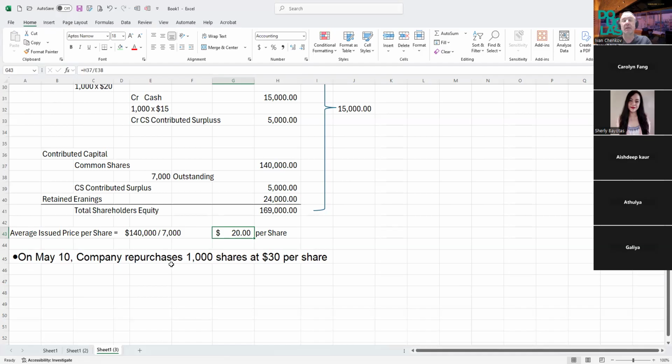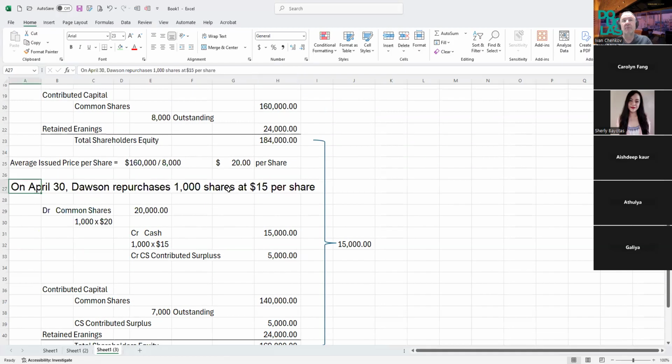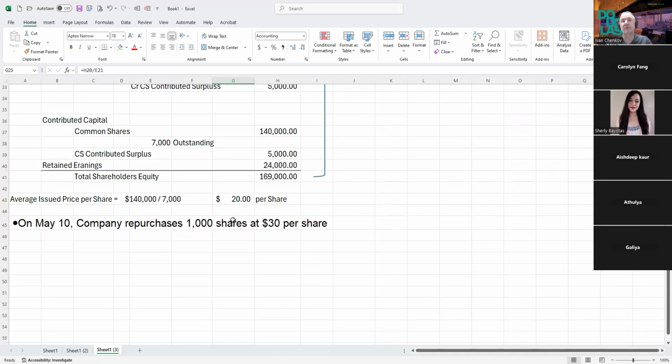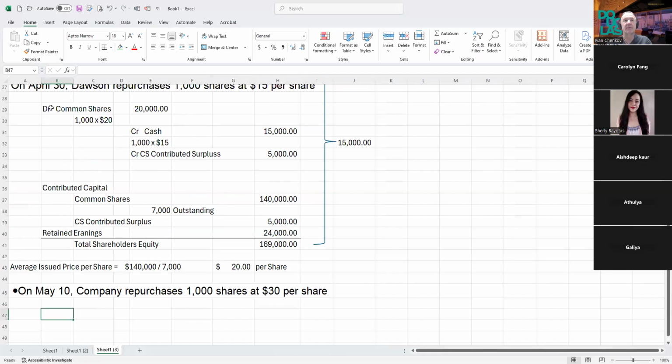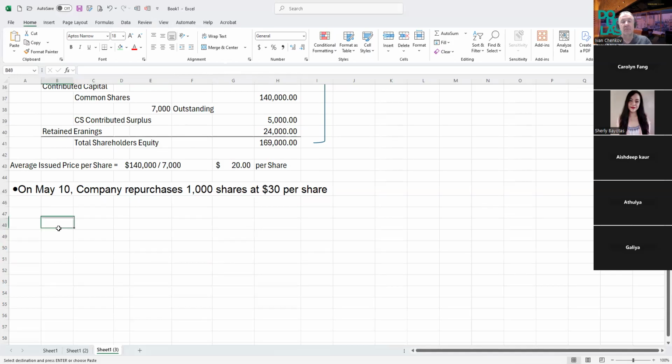But now we're purchasing, again, 1,000 shares, but now we're paying $30. Before, we were paying $15, which is below the average issue price. Now we're paying $30, which is above the average issue price. What's going to happen in this case? Let's go one after another. We're still going to buy those shares. There's no change here. We're buying 1,000 shares at $20,000, because those are 1,000 shares with the average issue price per share of $20, so $20,000.